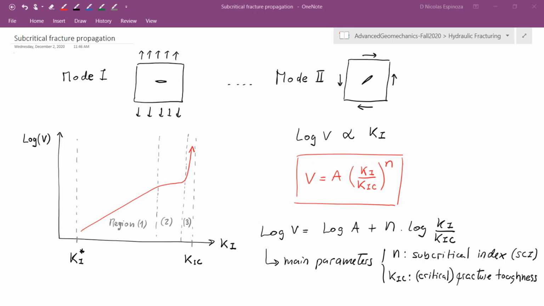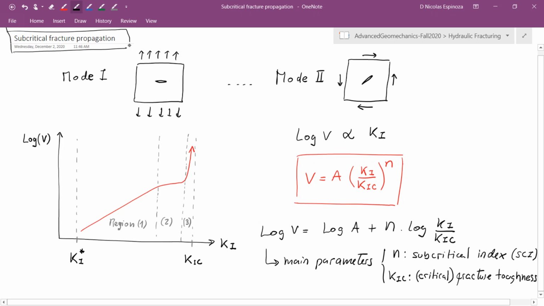In this video, we're going to discuss subcritical fracture propagation. This is a topic which is not widely known, but is quite important in order to understand not only hydraulic fracture propagation and fluid-driven fracture propagation, but also natural fractures in rock formations, how they form, what is the spacing, and what are the factors that control that.